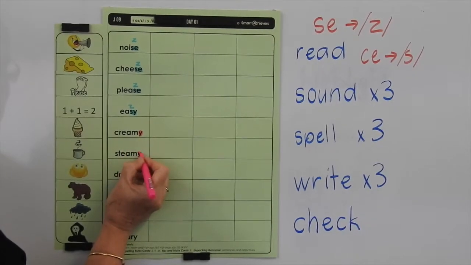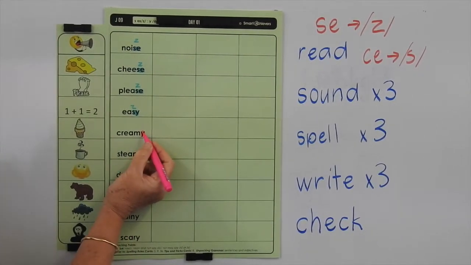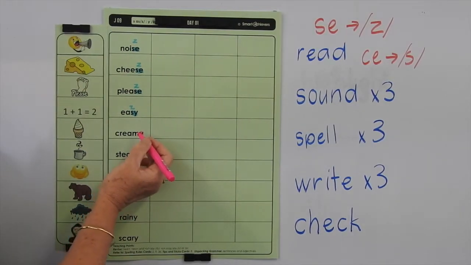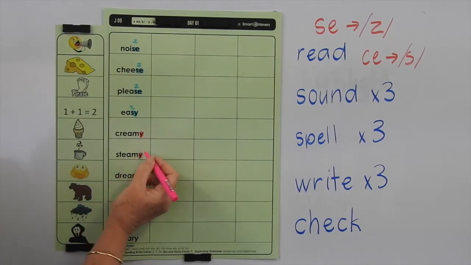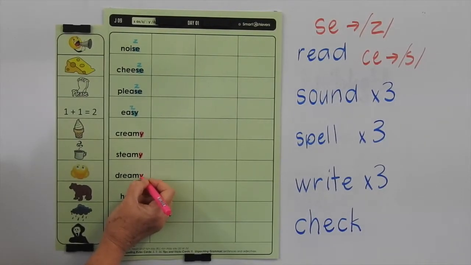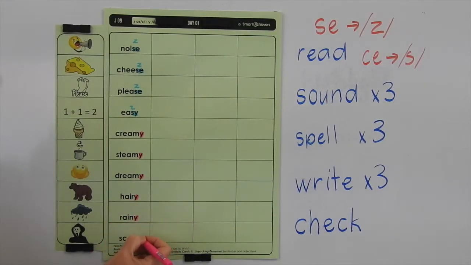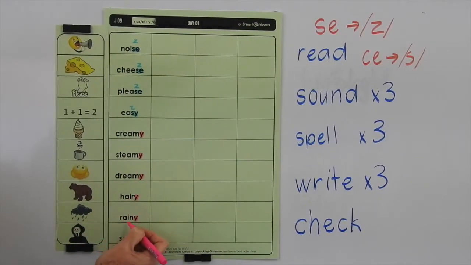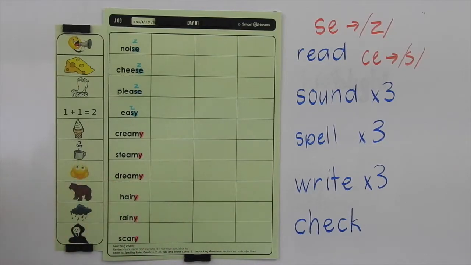So Y can make 3 vowel sounds. It can say E, like in creamy, steamy, happy, etc. It can say I, like in my, shy, dry. And it can say it, like in gym or symbol. So a Y is both a vowel and a consonant. In this case, it's being used as a vowel. So we've got creamy, steamy, dreamy, hairy, rainy, scary. So they're the 2 most common elements in those words.